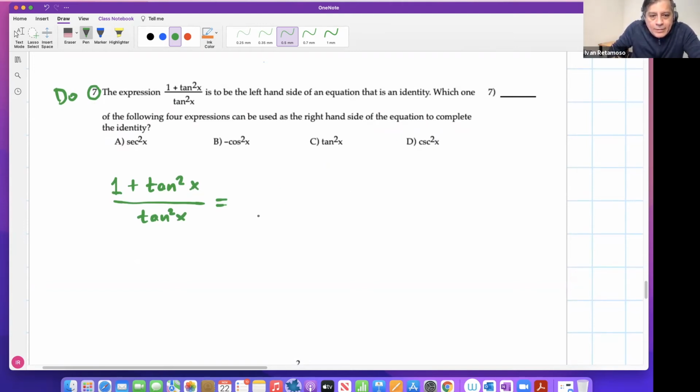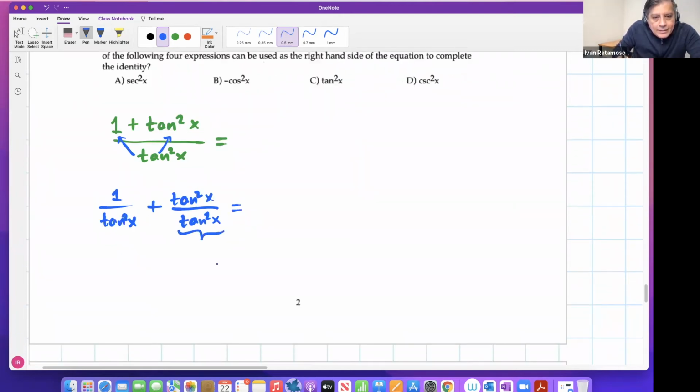So one thing you can do is just work it out. There are several ways to work this out. One way, perhaps, should be the following. Divide this tangent into this, right? So 1 over tangent square of x plus tangent square of x over tangent square of x, right? This is clearly 1. Now, what is 1 over tangent square of x?